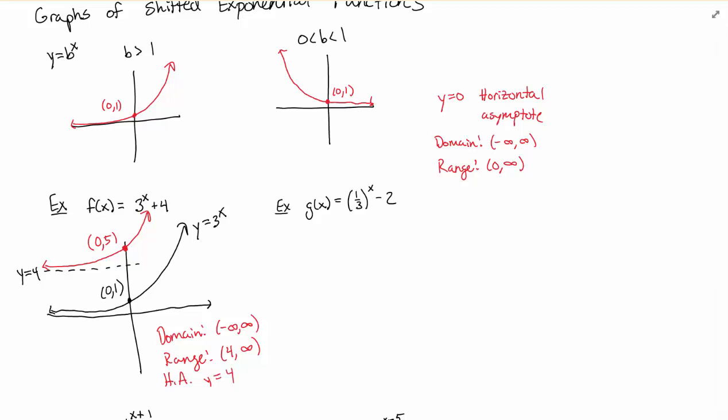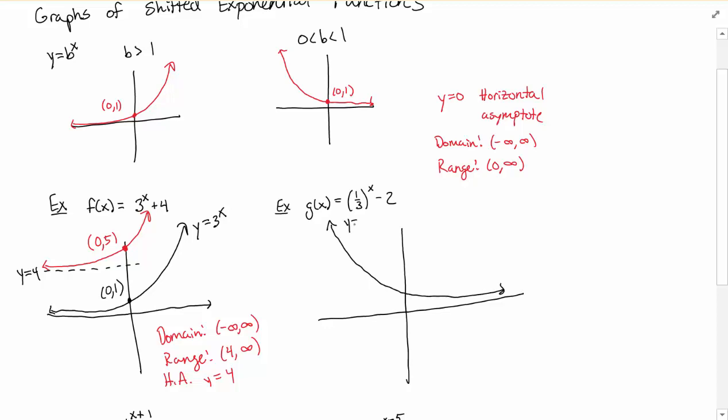All right, next one. Let's go with g of x is equal to (1/3) to the x minus 2. (1/3) to the x is the toolkit function I'm starting with. 1/3 is less than 1. So give or take, here is y is equal to (1/3) to the x, and it goes through (0, 1). It has a horizontal asymptote of y is equal to 0.